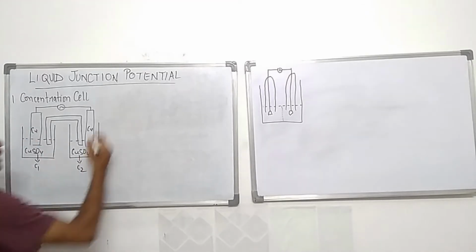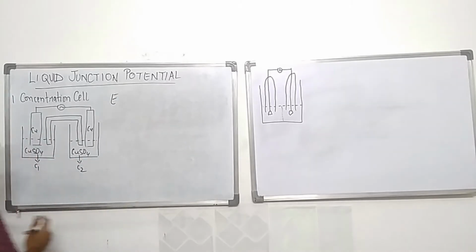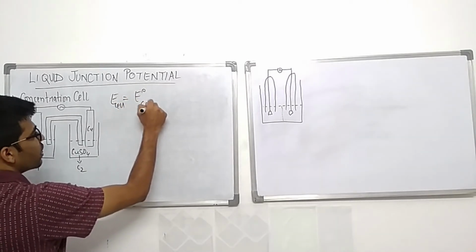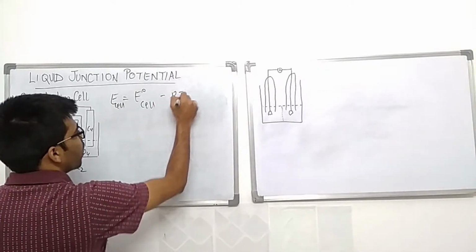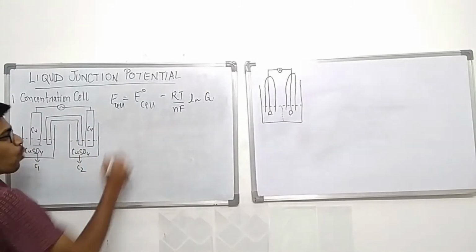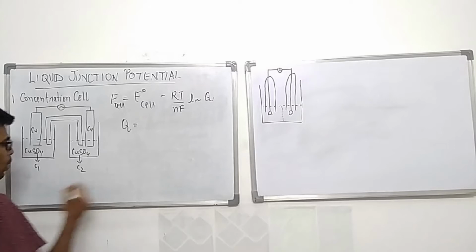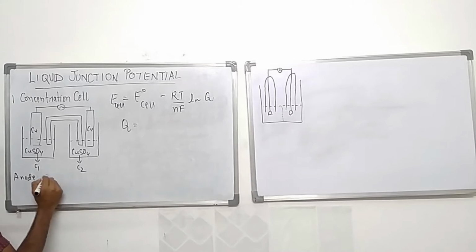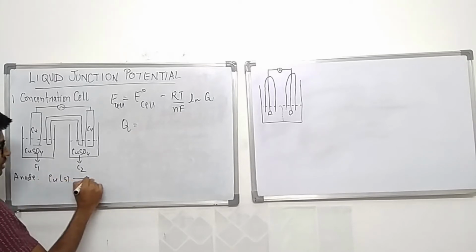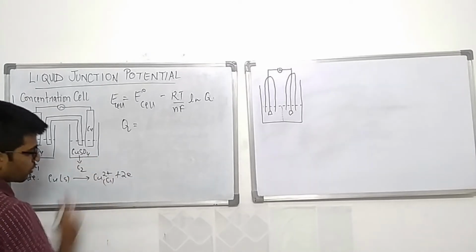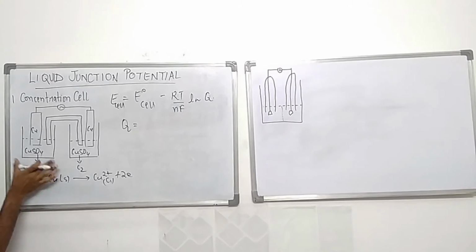Now, when you want to calculate the EMF or the potential of this cell, as we know, E cell is equal to E naught cell minus RT by nF ln Q. What is Q? Q is the reaction quotient. If you see at the anode half cell, the cell reaction is copper solid gets converted to copper 2 plus plus 2 electrons. Let this be concentration C1. That means this oxidation is happening in this half cell.